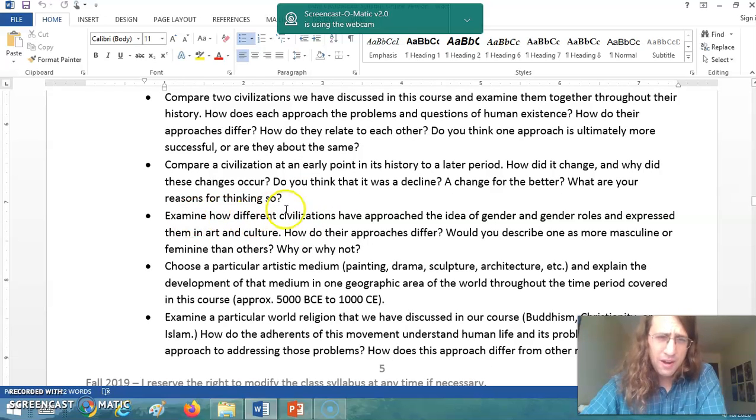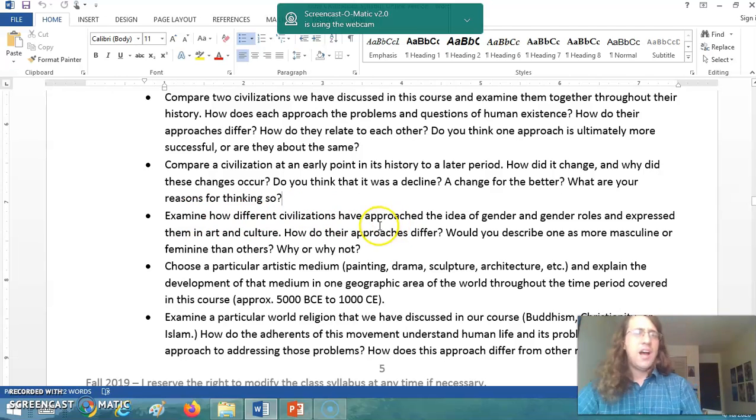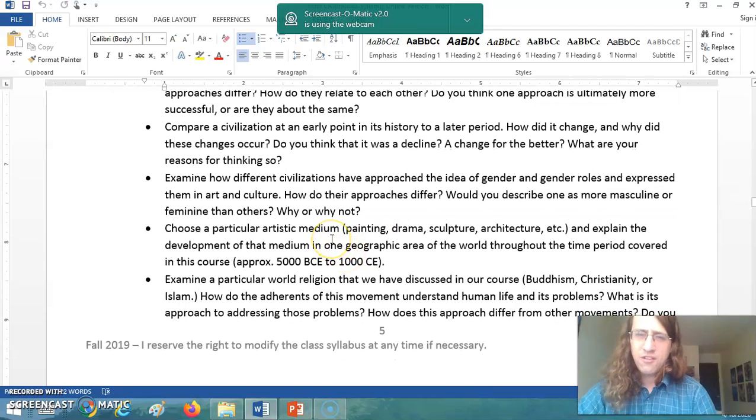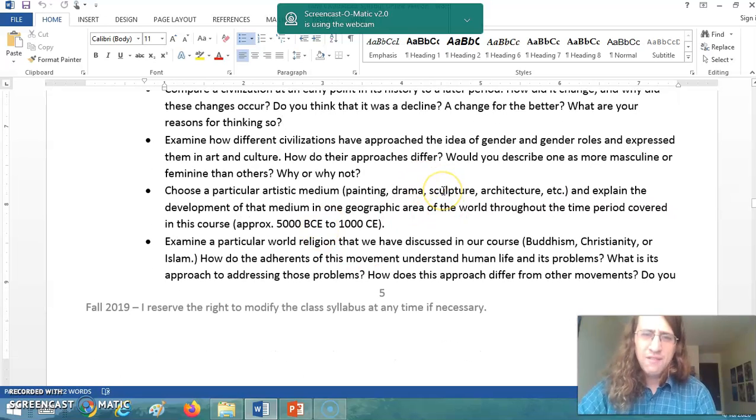You could talk about how different civilizations have approached gender roles in art and culture. You could talk about a particular style of art. For instance, a lot of the civilizations we've looked at have had something to do with sculpture, or a lot of them have had something to do with architecture. Pretty much every civilization has something to do with architecture. Everybody's got to have architecture.